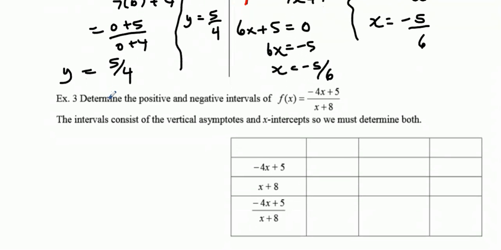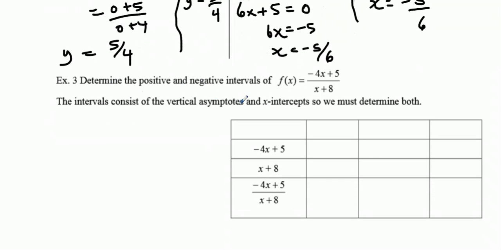It says determine the positive and negative intervals of this rational function. So the intervals consist of the vertical asymptotes and the x-intercepts. So we must determine both.